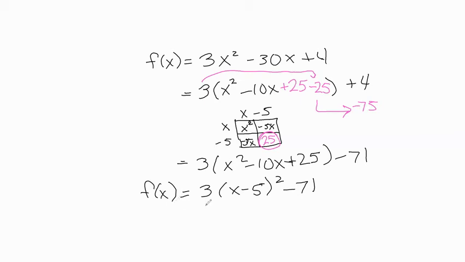And this is considered completed the square. Again, the purpose of it is to be able to see the vertex and the a value in this particular form, in vertex form.